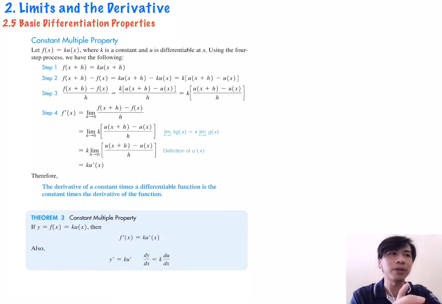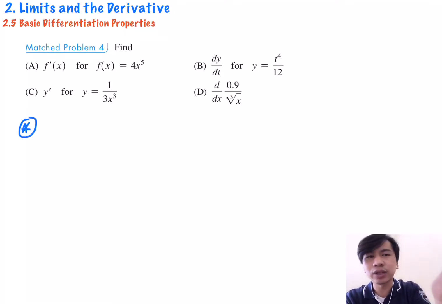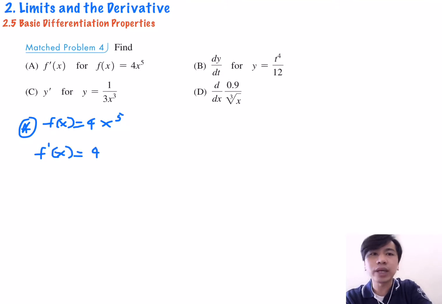Okay, what is the example? This one, it has a constant 4. B, it has a constant 1 over 12. C, it has a constant 1 over 3, and then D, it has a constant 0.9. So same as before, I can just put f of x equal to 4 times x to the power of 5. Then based on the theorem, f prime of x will be equal to 4 times, now what I will need to differentiate is only this one, x to the power of 5.